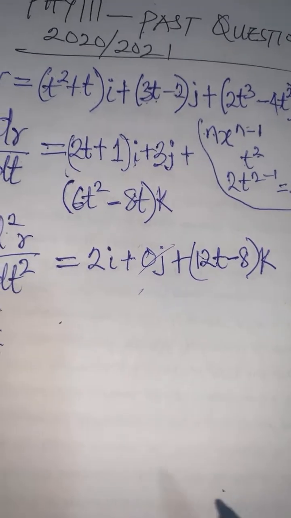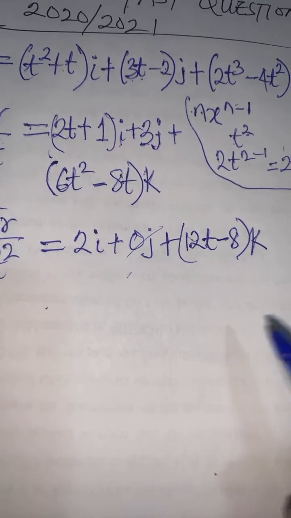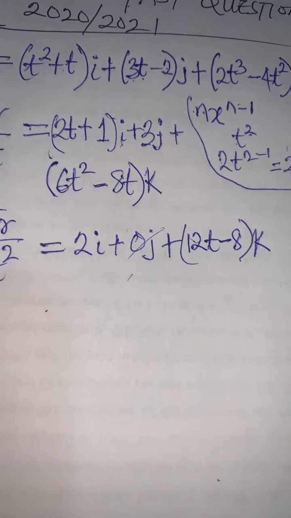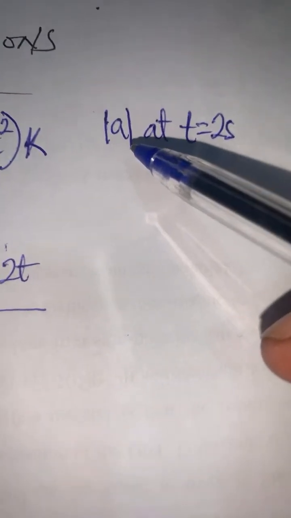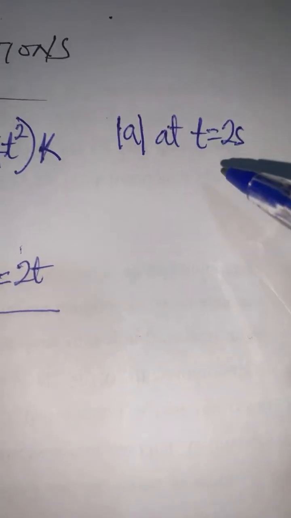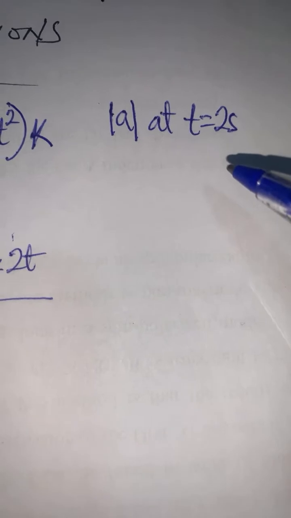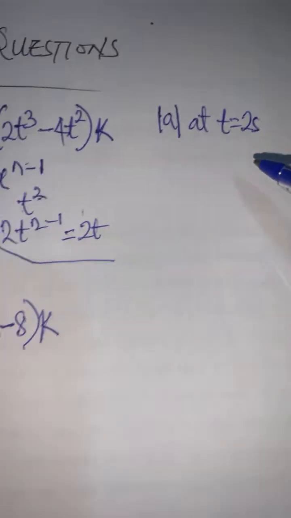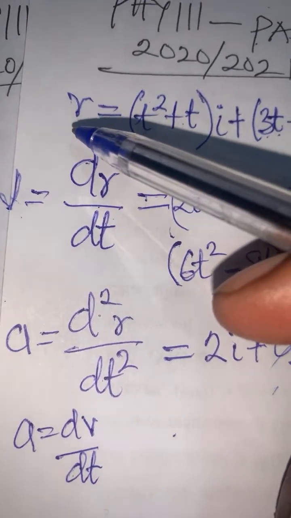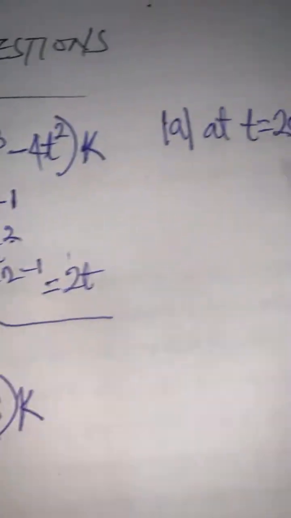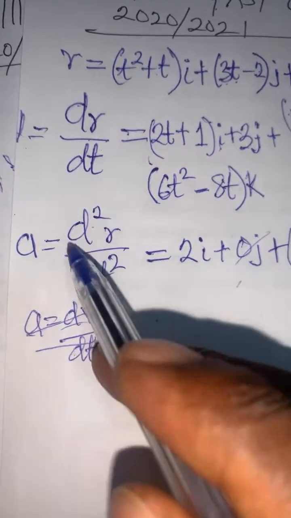Good. Now that we've gotten to this point, we are asked to look for the magnitude of the acceleration at t equal to 2 seconds. That's essentially what you're looking for. Since we have differentiated the position vector twice, let's remove this, since we have used this first one.